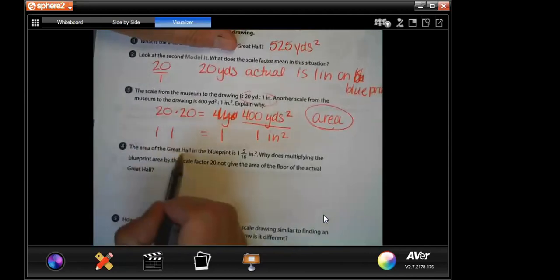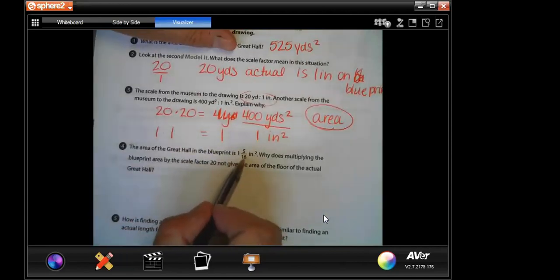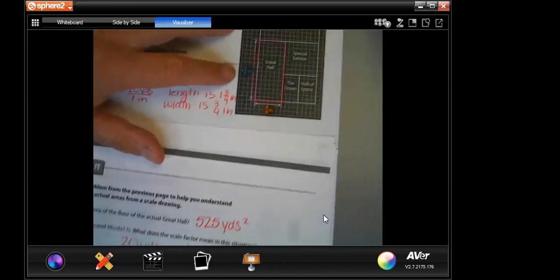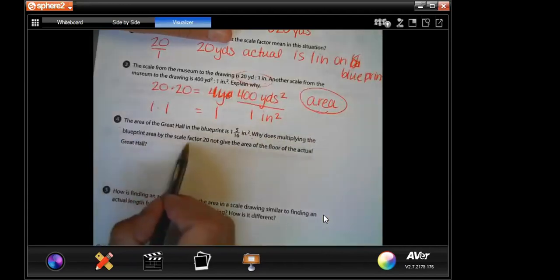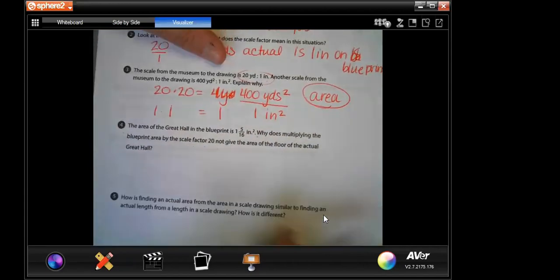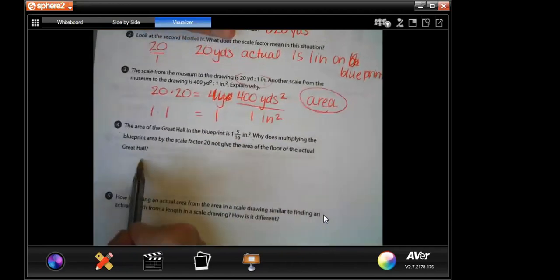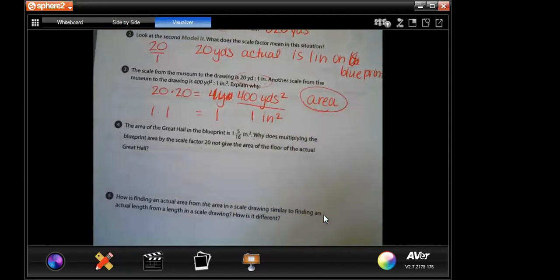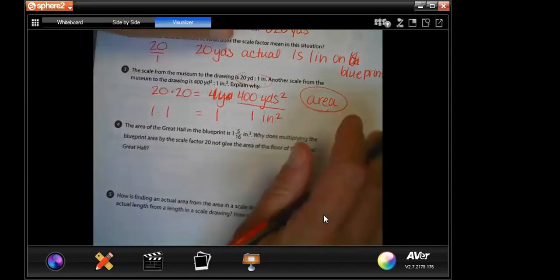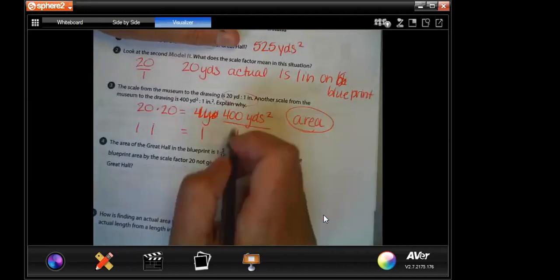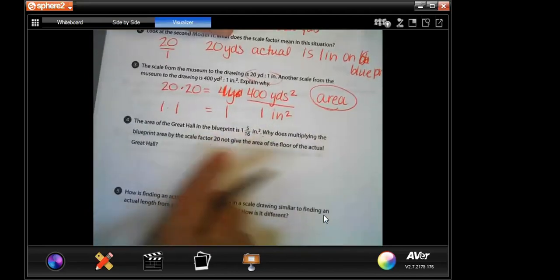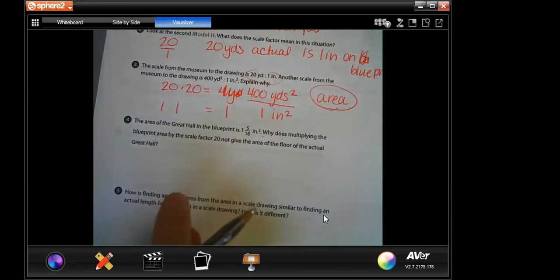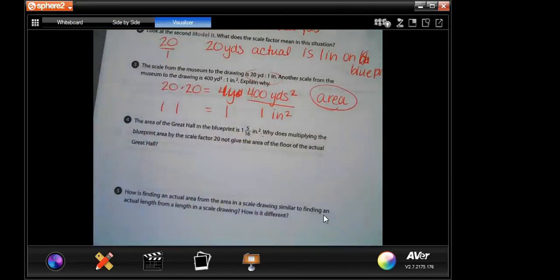The area of the Great Hall in the blueprint is 1 5/16 of an inch squared. How they got that is they multiplied this by this to get this. Why does multiplying the blueprint area by the scale factor of 20 not give us the area of the actual floor of the Great Hall? I had a lot of people do this this morning. They found the area of the blueprint, and when they multiplied it by the scale factor, they ended up getting only about 100.